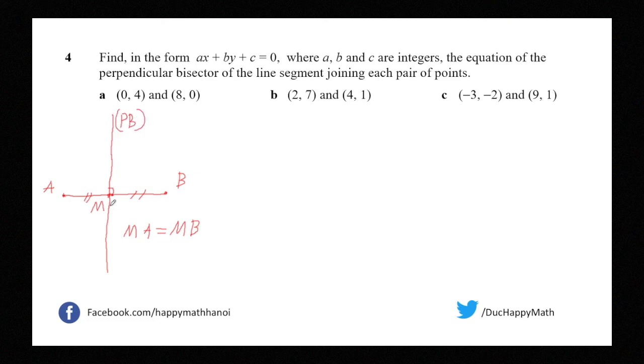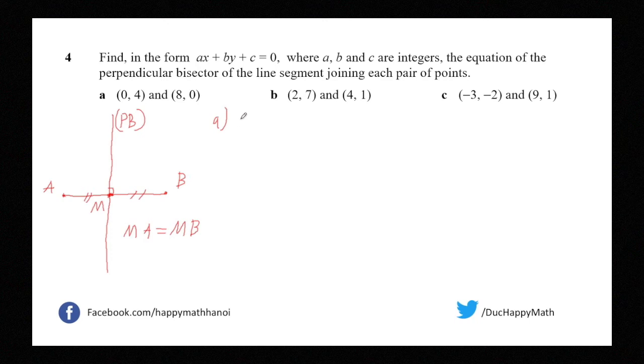The perpendicular bisector has to be perpendicular to the line AB. Okay, so this is not a too easy exercise. Let's focus on this question. First one, question A: you have to find the midpoint of the points A and B.